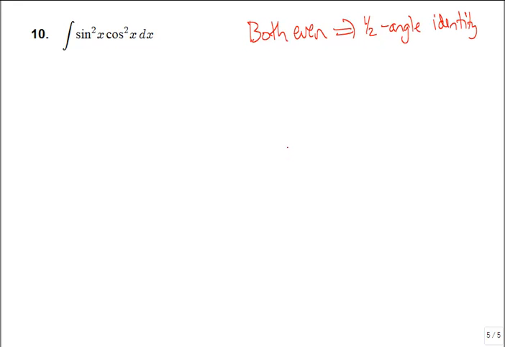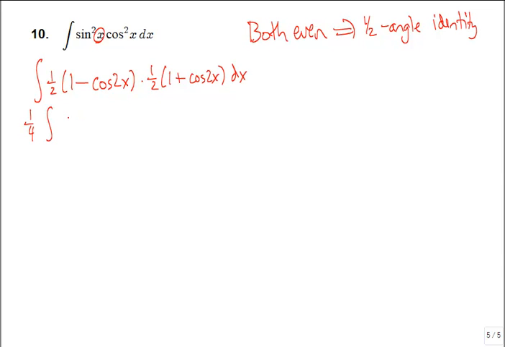And remember, that's the one that doubles the angle. So the half angle identity for sine squared x is 1/2 times 1 minus cosine of the double of this angle, so that's just going to be 2x. For cosine squared, it's also 1/2, but it's 1 plus cosine of 2x dx. Now this 1/2 times this 1/2 is a 1/4, so let's pull that out. And that means we're left with a 1 minus cosine 2x times 1 plus cosine 2x.